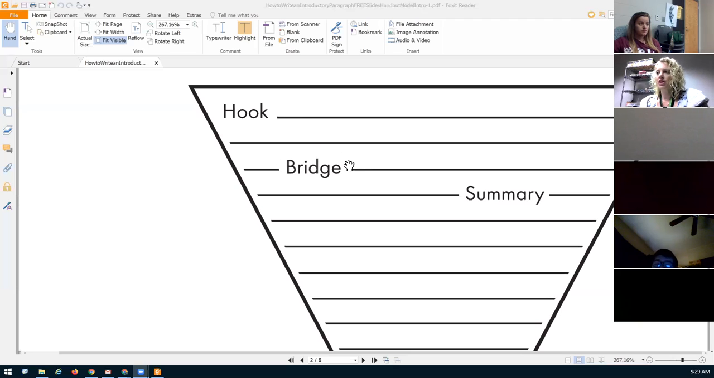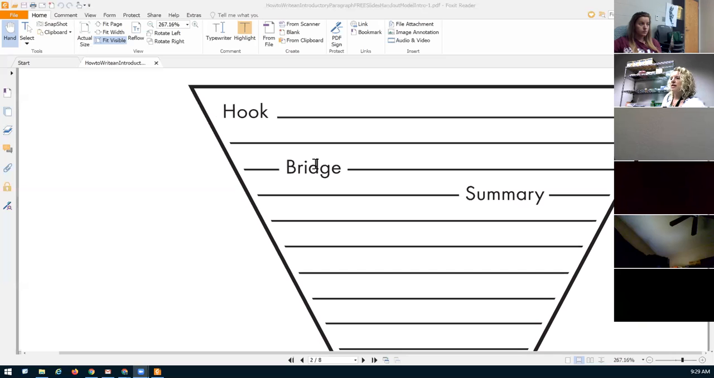Then you have a bridge. That's where your tag would come in, like if you were writing about a book or a literary piece or things like that. But this is where you bridge over into your summary and what you're going to be talking about. Okay, this is where you bridge over into the topic that you're going to be discussing.